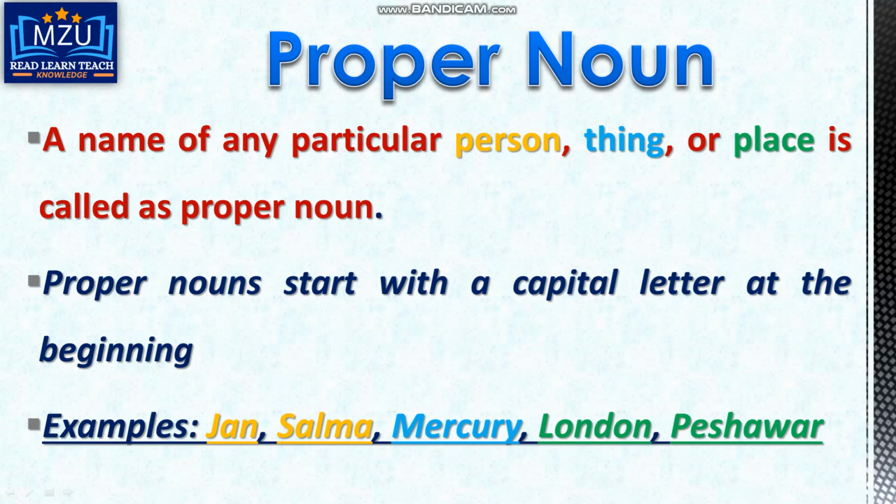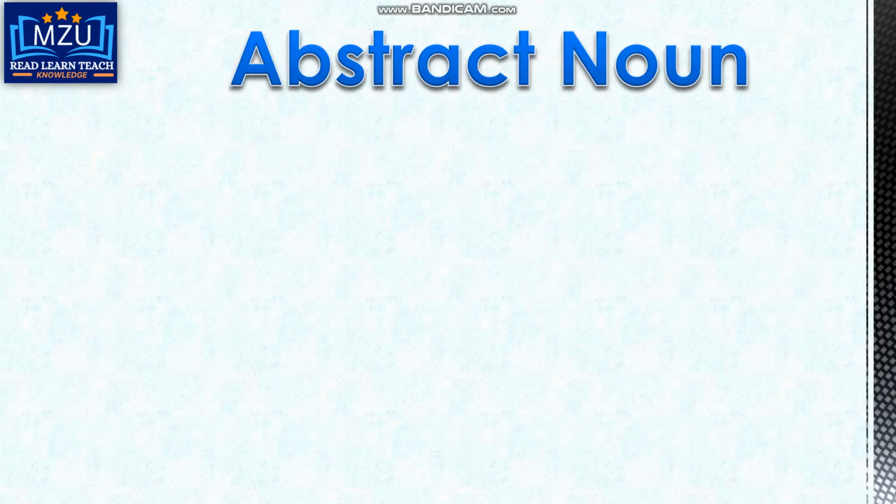Similarly, Mercury is the name of a planet and no other planet having the name Mercury is present, so it is the name of a particular planet. Similarly, London and Peshawar are names of places, and there is no other city or place having the name London in the world. Similarly, Peshawar is a proper noun because there is no other city having the name Peshawar in the world. So both London and Peshawar are proper nouns.